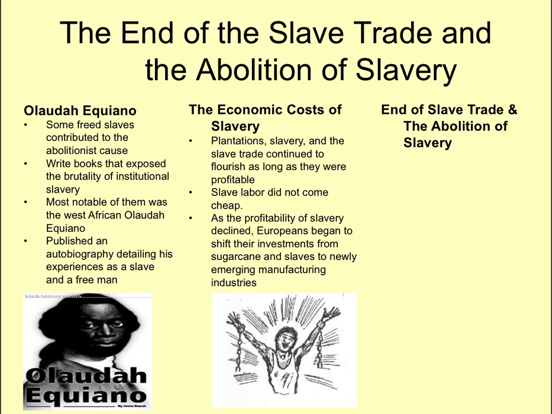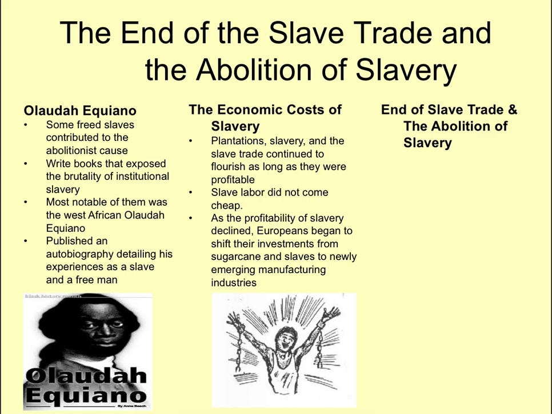The economic costs of slavery. Plantation slavery and the slave trade continued to flourish for as long as it could. As long as it was profitable, as long as you were making money, they were still going to have slaves. It wasn't about a moral issue. So the slave trade did not come cheap, obviously.